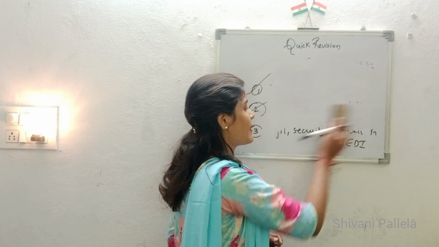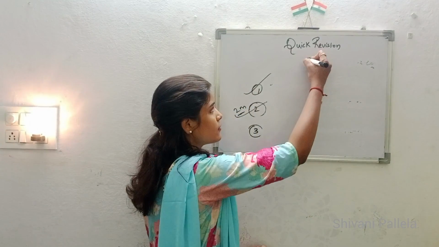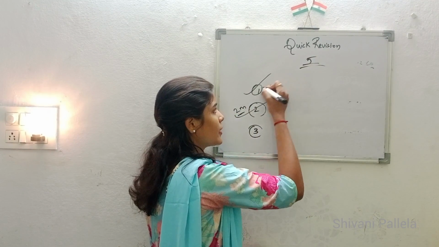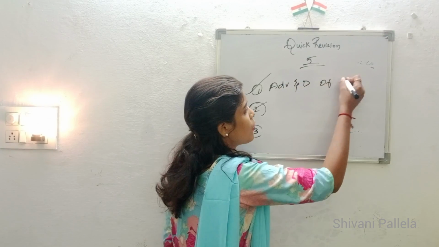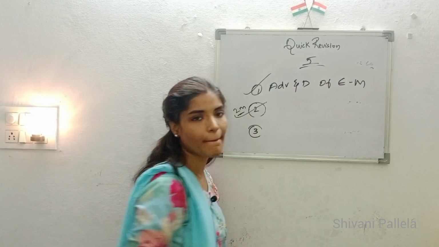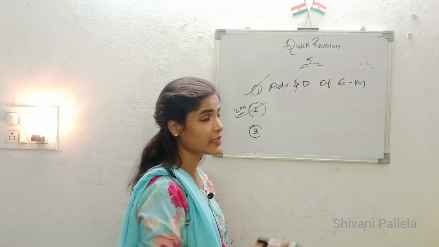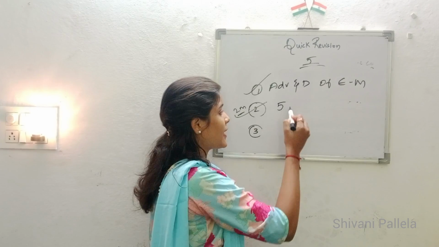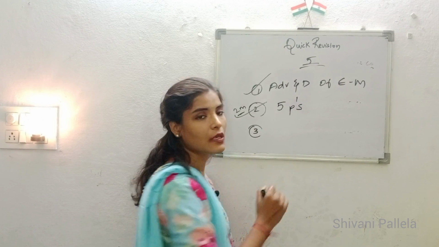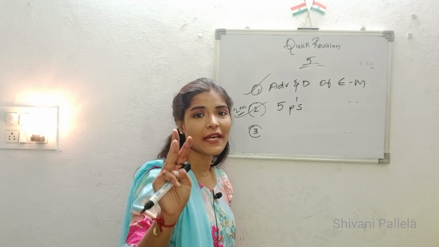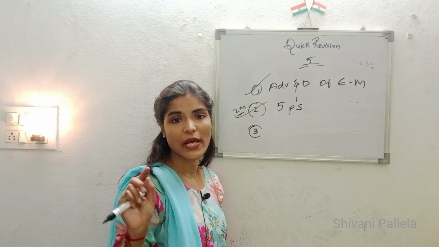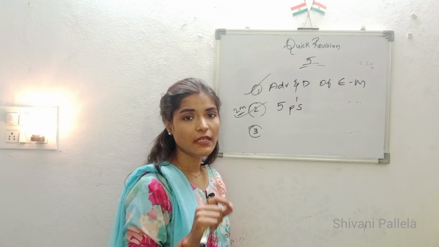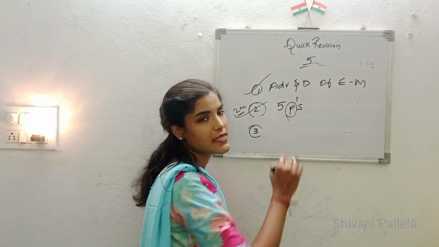Now we will discuss the 5th unit, students. Here: advantages and disadvantages of e-marketing. And the 5 P's: product, price, place, production. You will have this type of 5 P's, and you should explain each and every P. That is the 5 P's organization.